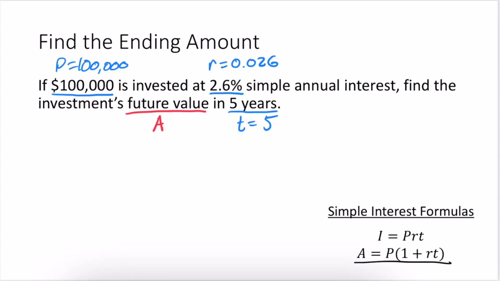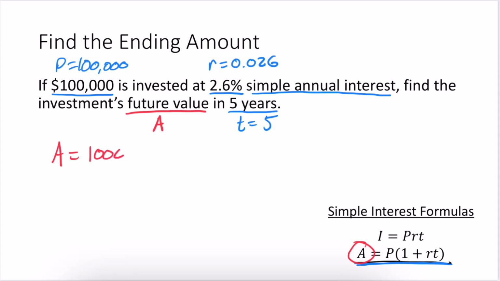So to solve this problem, I'm going to look for a formula that involves P, R, T, and A, and also is the simple interest formula. So if I look at my simple interest formulas, I have this one, which includes all of the variables that I either know or the ones that I'm looking for. And in this formula, A is already solved for.